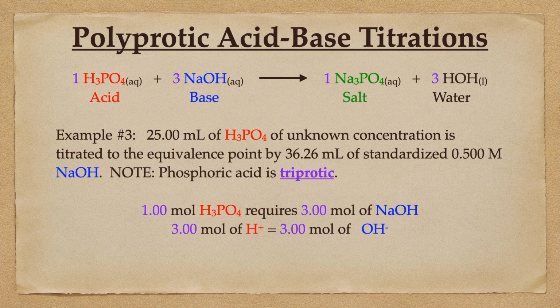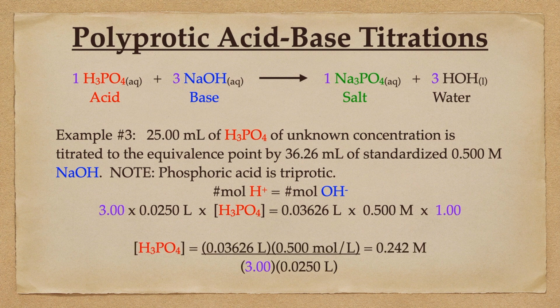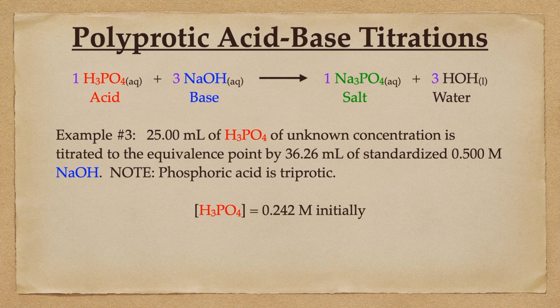It is now evident why it is incorrect to say moles of acid equals moles of base at the equivalence point. More correctly, it's moles of hydrogen ions equals moles of hydroxide ions added at the equivalence point. When we do the calculation of 0.5 molar sodium hydroxide that has been standardized, requiring 36.26 milliliters to completely titrate 25 milliliters of phosphoric acid, we end up calculating an initial concentration of the molecular acid of 0.242 moles per liter.